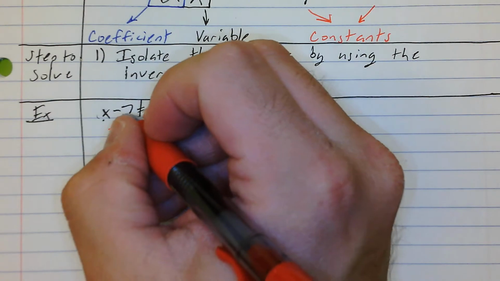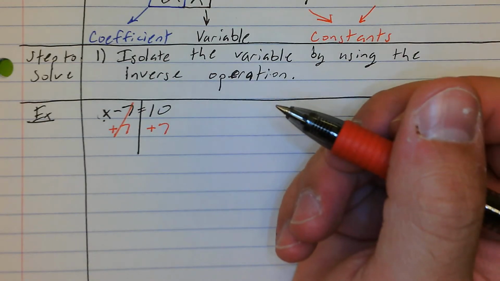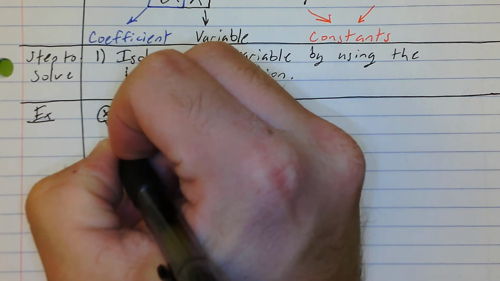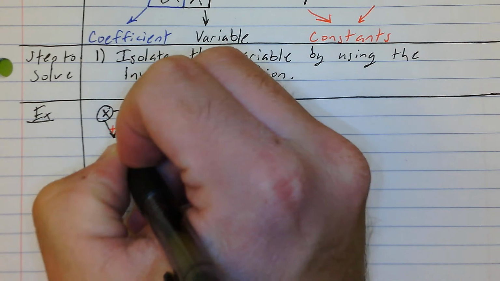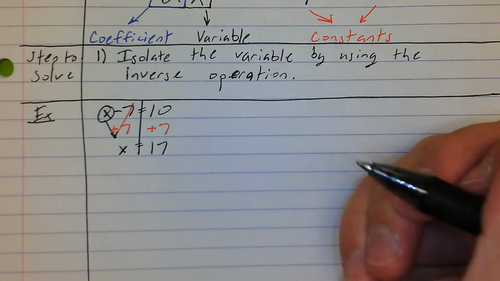So what happens here is I have negative 7 plus 7. Well, negative 7 plus 7 is 0. They'll disappear. And the only thing I'll be left with is this variable, and we're going to bring it down. And then 10 + 7 is 17.